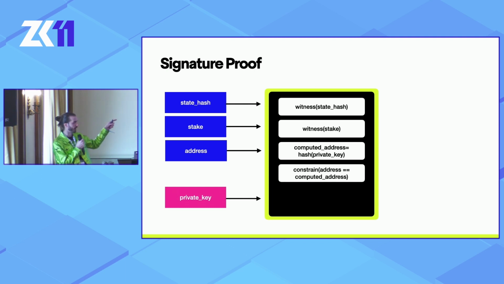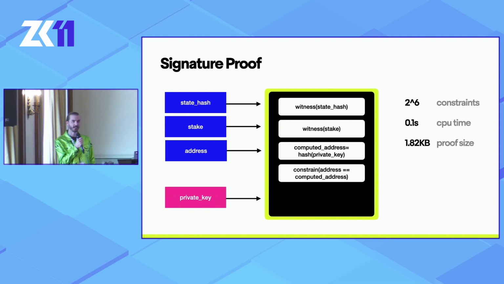And then we have something that looks kind of similar to a signature. So in a traditional signature, the state hash and the stake would be the message, and then the address is basically the proof that only the person with that private key could ever create this proof, which is a signature.